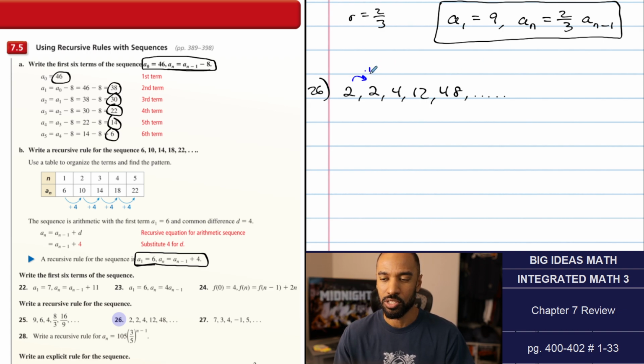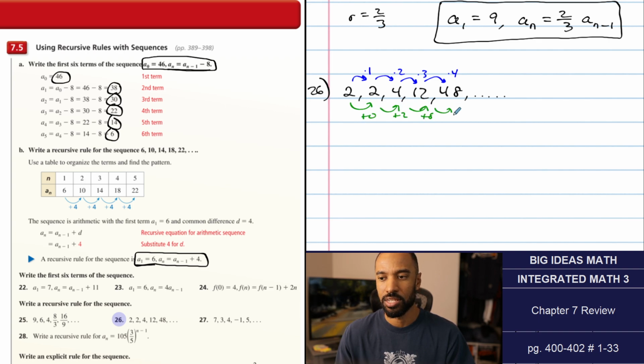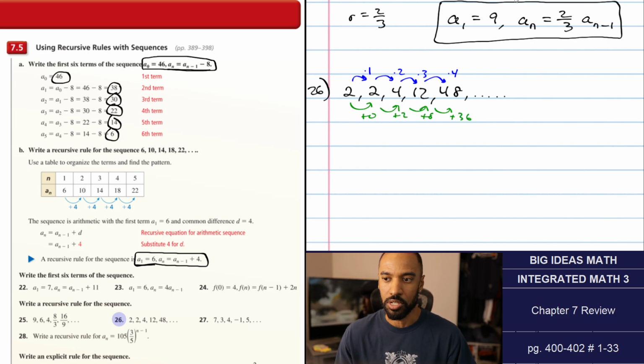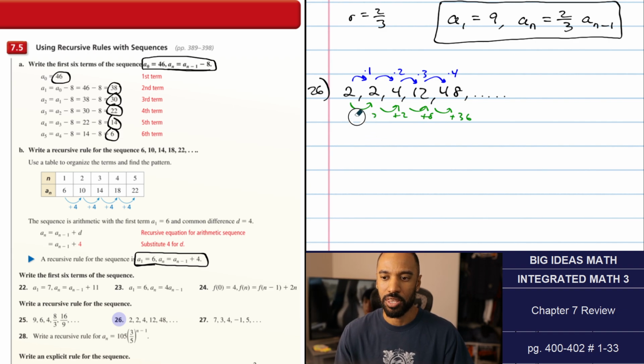You can either say this is times 1, times 2, times 3, times 4, which appears to be pretty obvious that you're doing that. Or plus 0, plus 2, plus 8, plus 36. I don't see as much of a pattern there. I'm sure there's something you can dig out, but clearly it's that top part that I want to deal with. Times 1, times 2, times 3, times 4.